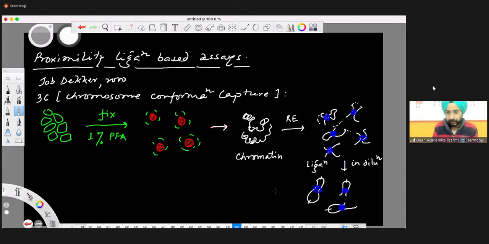The next step is you heat at around 60 degrees or so so that your formaldehyde, which is keeping this complex together, will evaporate. Paraformaldehyde is in a liquid state. If you heat it, it will convert into formaldehyde gas and that will evaporate. The moment it evaporates, you are de-cross-linking. This was your cross-linking; right now we are doing de-cross-linking.